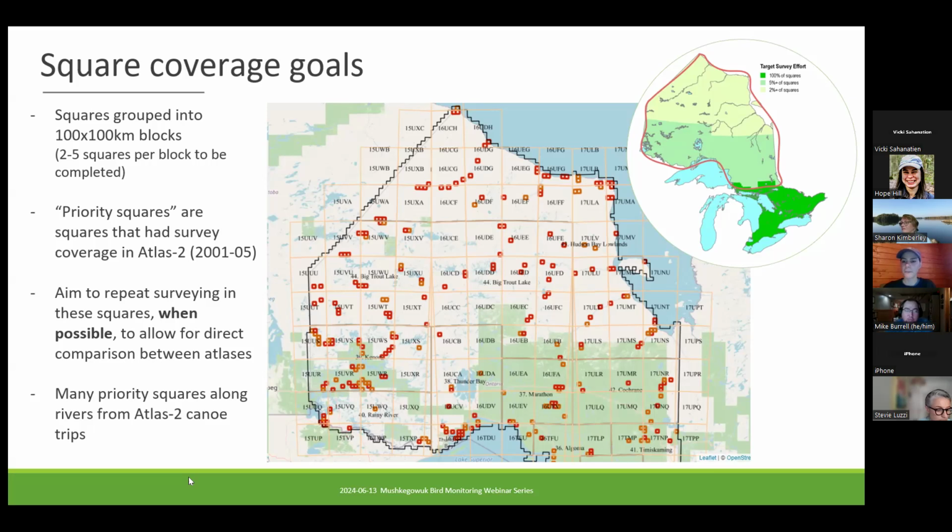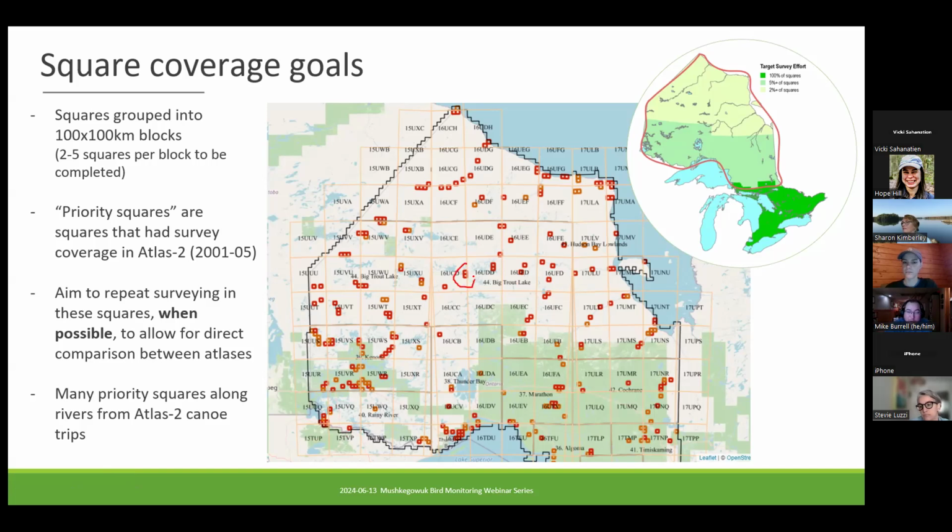Yeah, you don't really need to worry about the difference between the red and the orange tiny squares. The orange are medium priority, so they might not have had quite as good a coverage in Atlas 2 versus the red being high priority because we had really good coverage in Atlas 2. The main thing I wanted to get across in this slide is that we have these things we call priority squares. They're priorities because they had some or really good coverage 20 years ago. If it's possible to get to them, those are the priorities to cover again in Atlas 3, but it doesn't always have to be those exact ones.